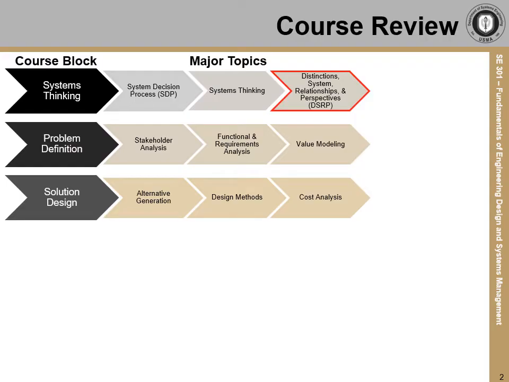So let's take a really quick look at where we were, where we are, and where we're going. We're finishing up the course block on systems thinking. Lesson 1, you were focused on the system decision process. Lesson 2, systems thinking. And now we're going to unpack systems thinking with this idea of the DSRP. What are the distinctions? What are the systems? What are the relationships? And what are the perspectives as we approach different problems? And then we'll follow this up by moving into the problem definition phase course block.